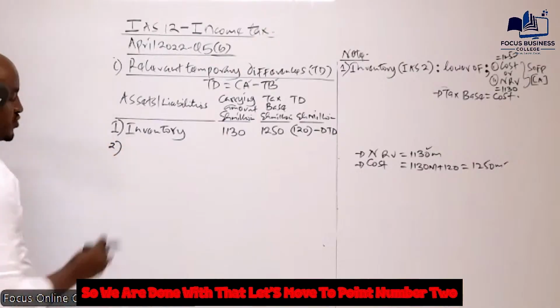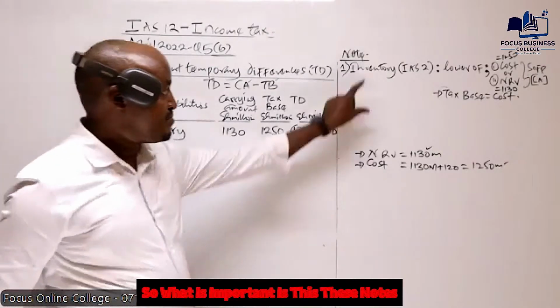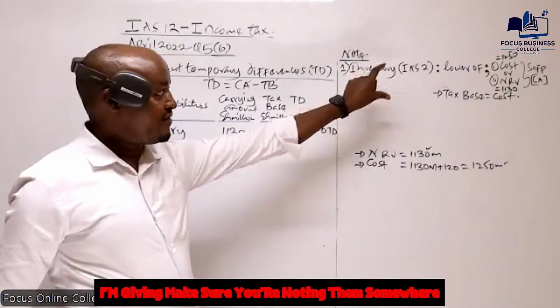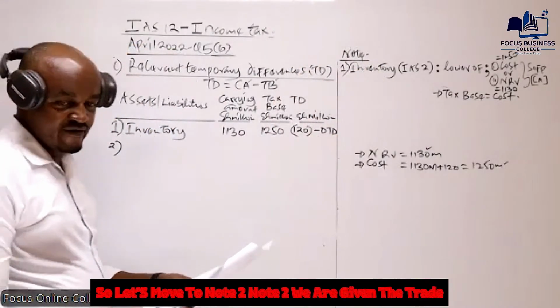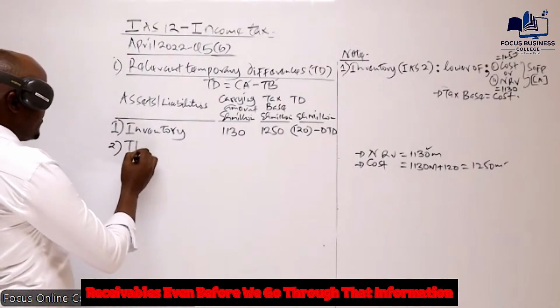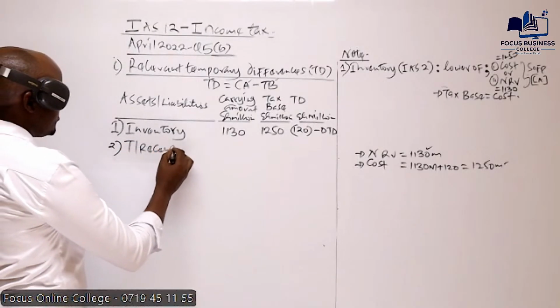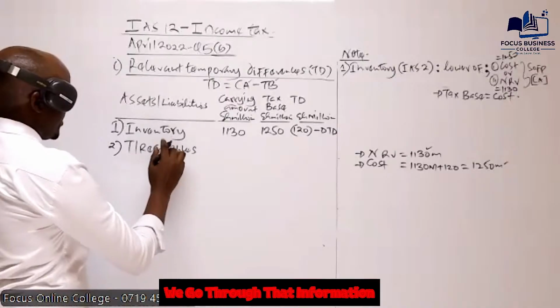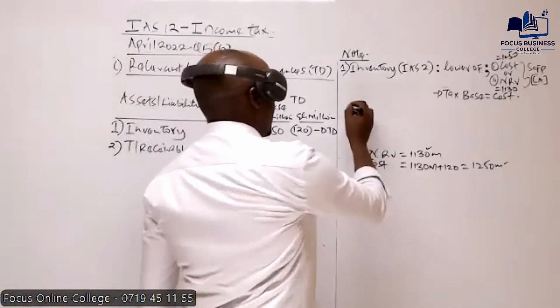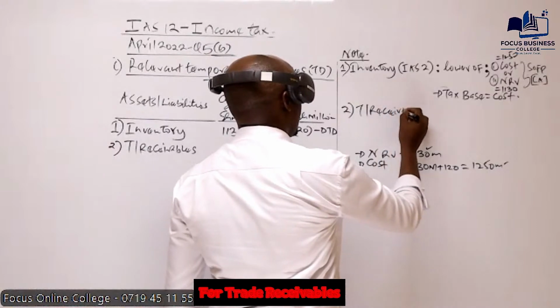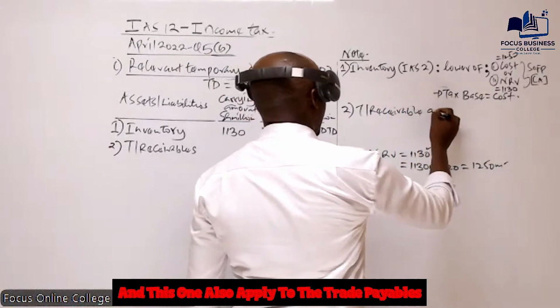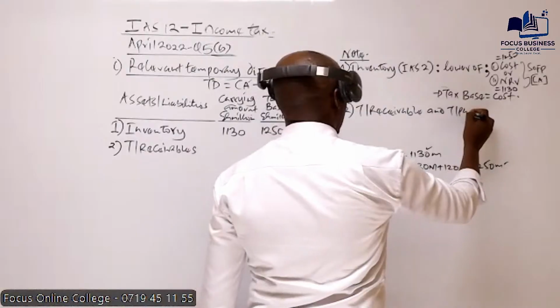Let's move to point number 2. So what is important is this. These notes I'm giving, make sure you are noting them somewhere. So let's move to note 2. In note 2, we are given the trade receivables. Even before we go through that information, there is also a note I will give here that for trade receivables, and this one also applies to the trade payables.